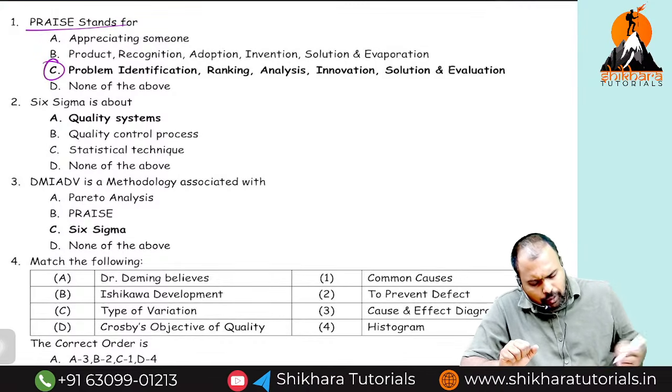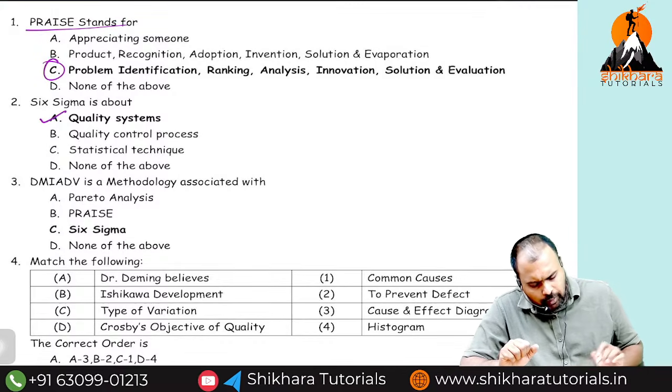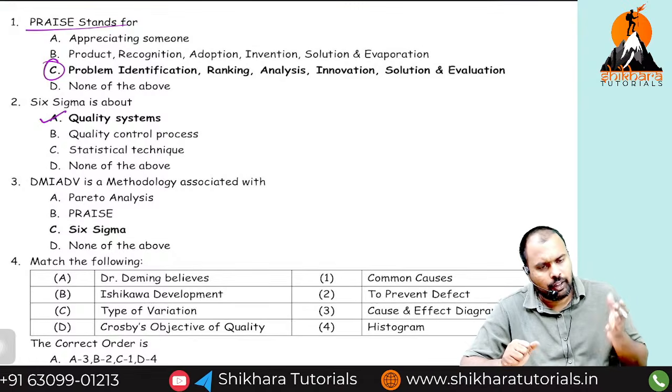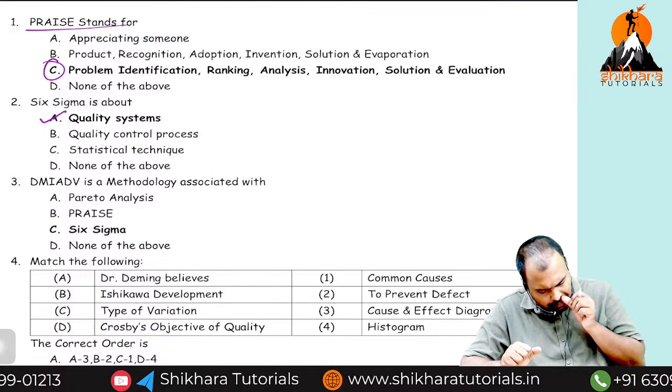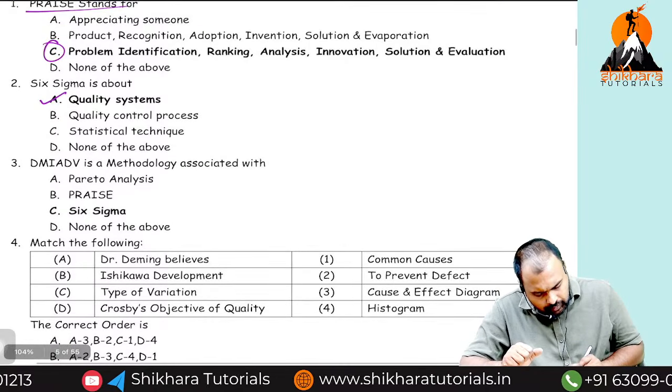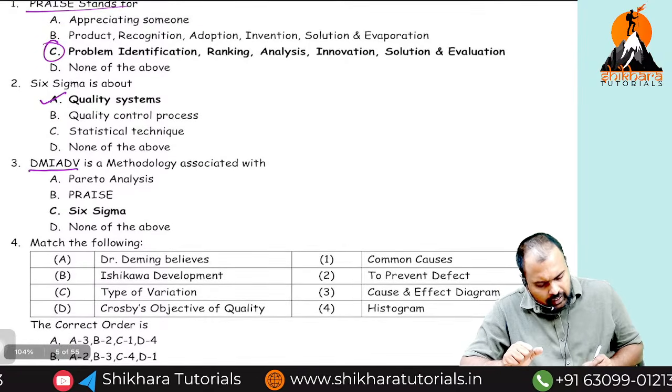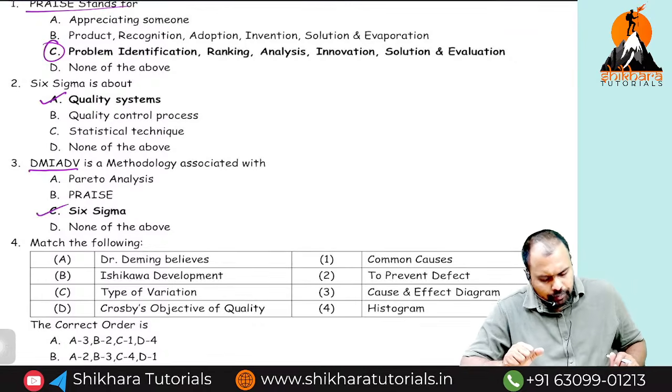Next, Six Sigma is about quality systems. It's not about control. You have to manufacture the quality product. So it's the quality systems. Next, DMAIC is a methodology associated with Six Sigma.